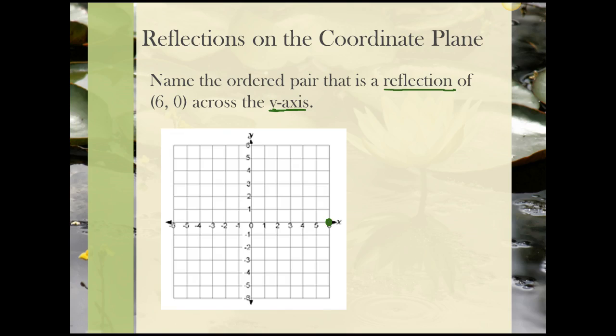Now we want to reflect that across the y-axis. This means we need to go in the opposite direction. We will go to -6, 0 and plot our point. We have crossed over that y-axis and we're equal distance from the y-axis but in opposite directions. The ordered pair that is a reflection of 6, 0 is -6, 0.